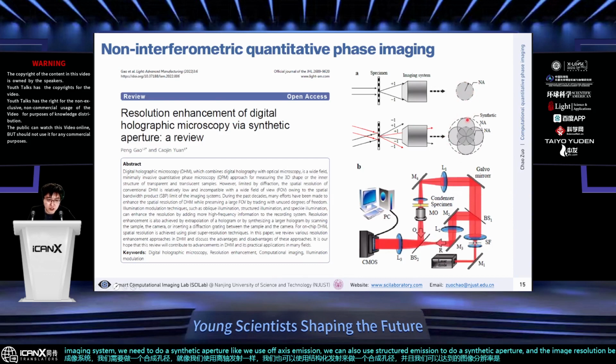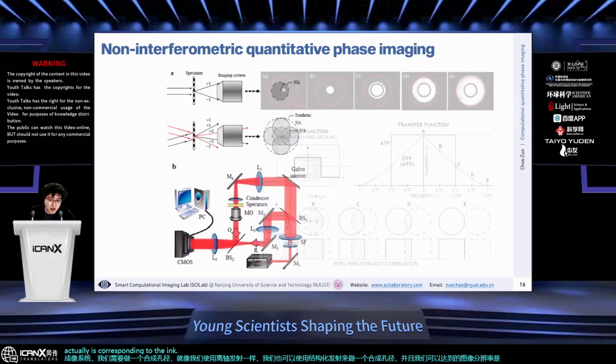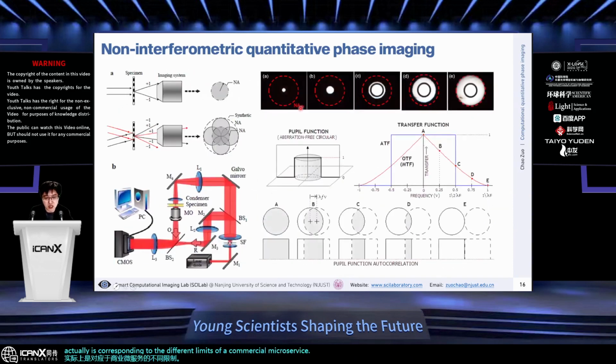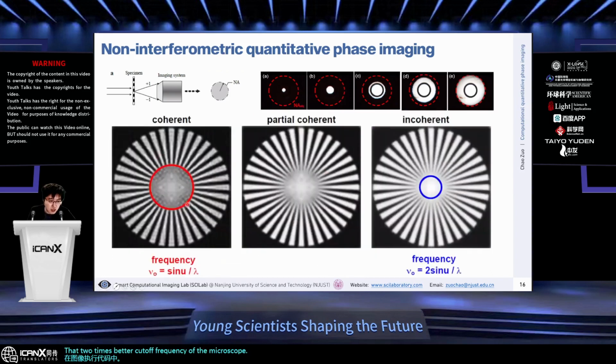Actually, this corresponds to the incoherent diffraction limit of a conventional microscope. But we seldom use coherent illumination in our normal microscope, because we know that in a conventional microscope, we use partial coherent illumination or even incoherent illumination. So if we open up the condenser, the conventional coherent CTF becomes the incoherent OTF. So we get twice the NA of image resolution, 2 times better cutoff frequency of the microscope. So you can see if we open up the illumination, open up the condenser, we get better resolution.